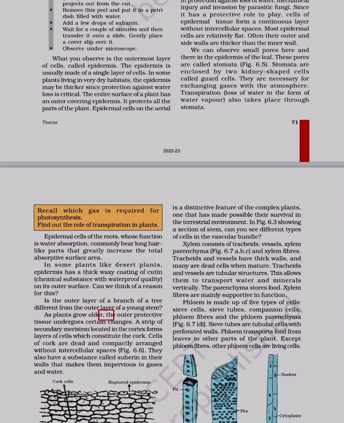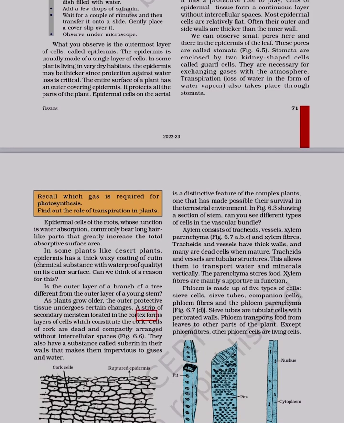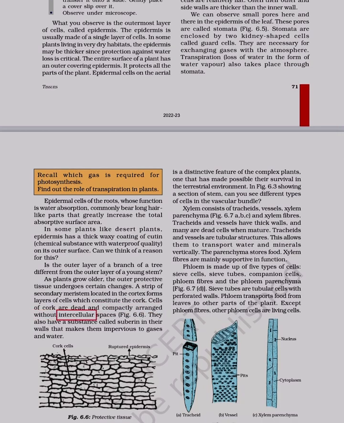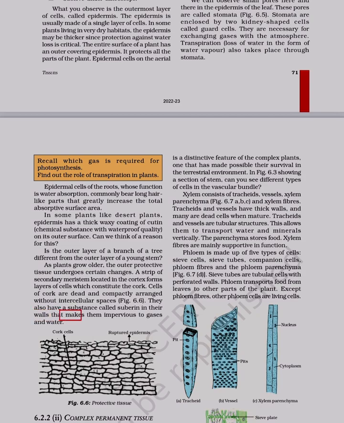As plants grow older, the outer protective tissue undergoes certain changes. A strip of secondary meristem located in the cortex forms layers of cells which constitute the cork. Cells of cork are dead and compactly arranged without intercellular spaces. They also have a substance called suberin in their walls that makes them impervious to gases. This is a distinctive feature of the complex plants, one that has made possible their survival in the terrestrial environment.